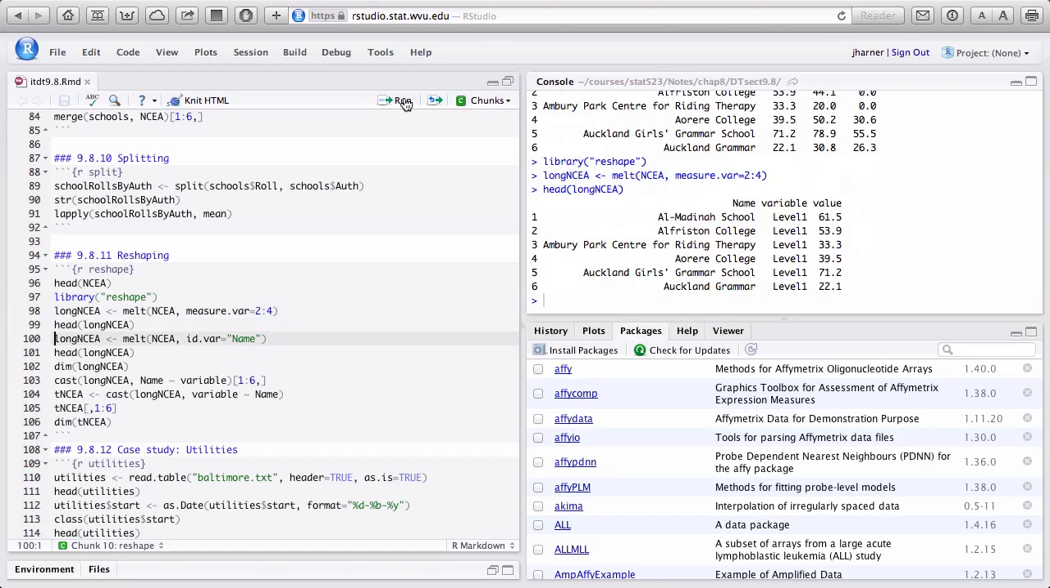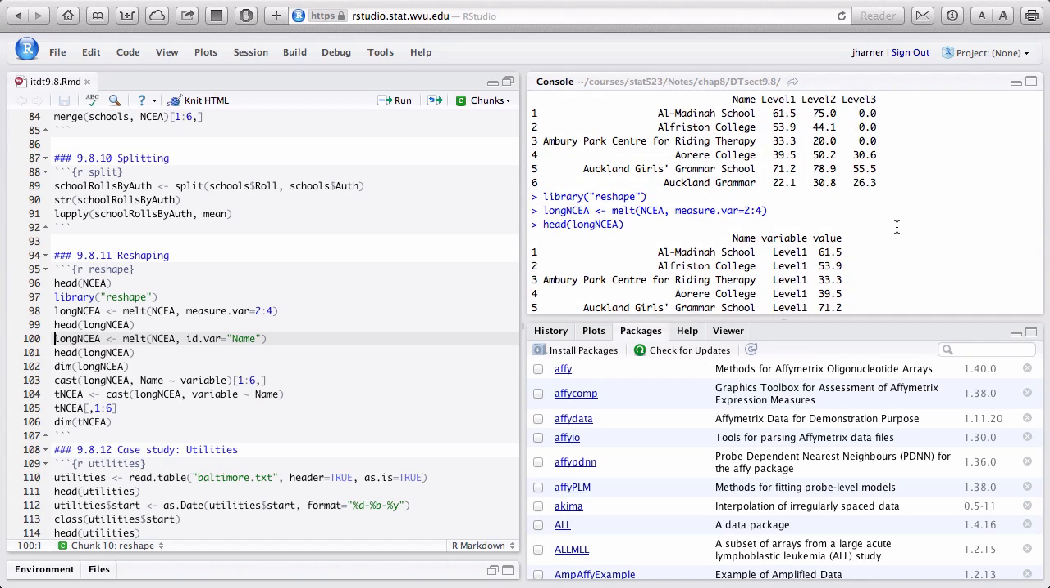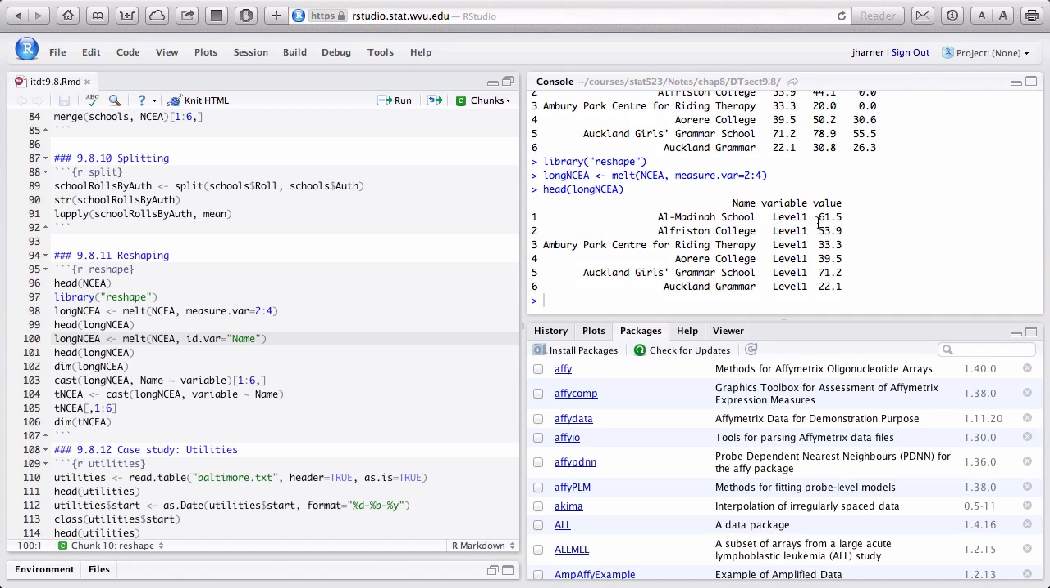Let me print out the first 6. So what it does is it stretches out. Notice that the values are now stretched out. I have all of these, then I'm going to have all of these, and if I went far enough, I'd reach level 2 here and level 3. So it's stretching the data out in that way.